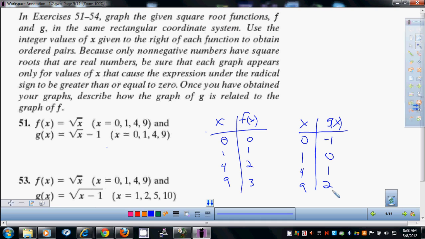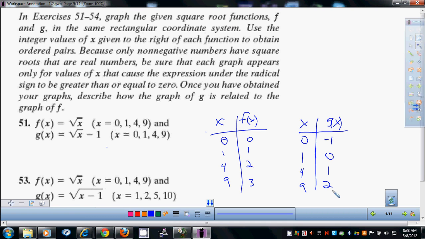Graph this one, describe the difference. What do you think the difference is going to be? It's going to go down 1. Nothing changes. This one will be a little different. Just looking at the way the equations are built up, what's the difference between this one and this one?